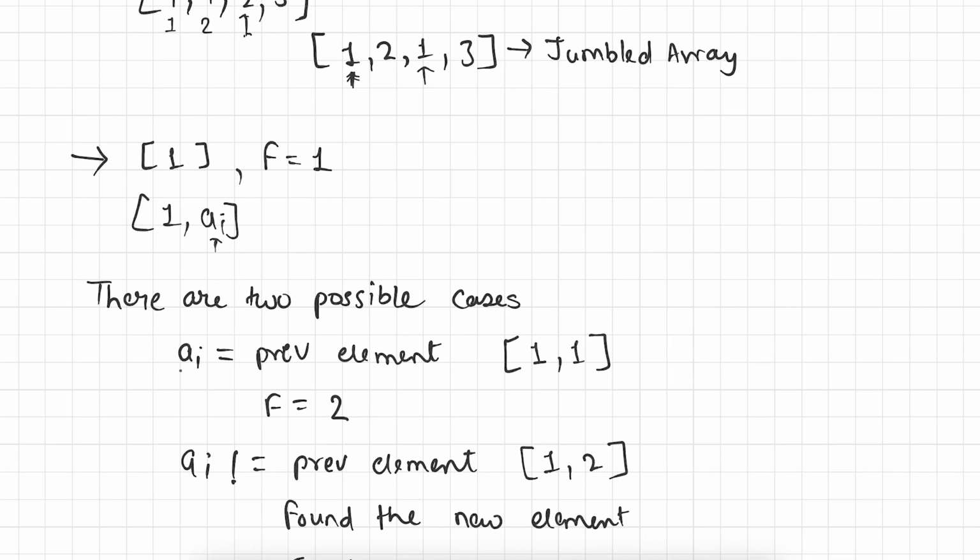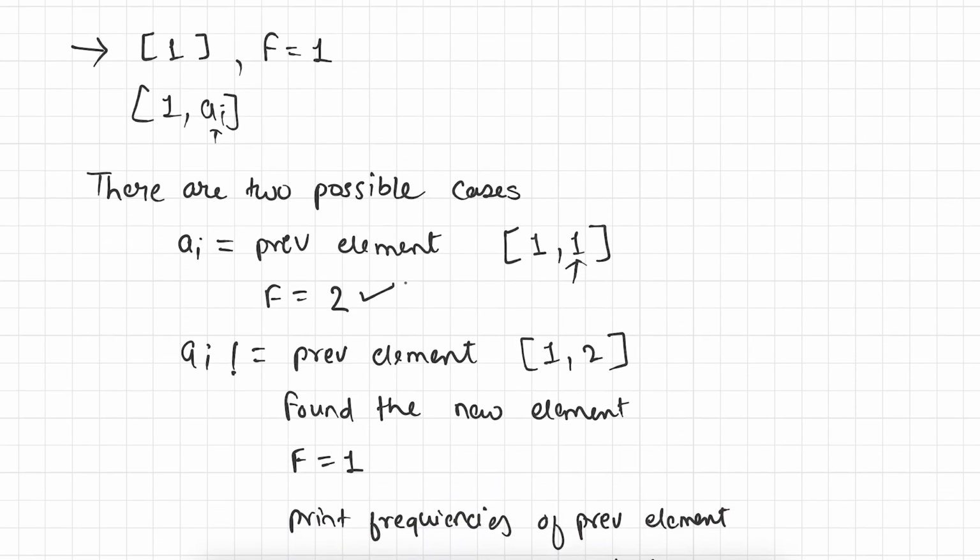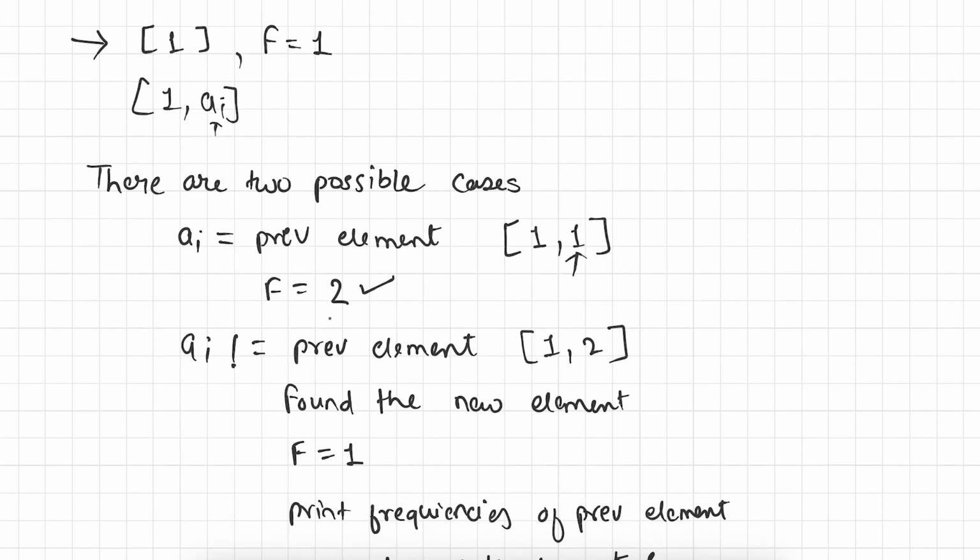It is possible that A[i] is equal to the previous element. Let's say we have this array 1 and 1 and we came here. So this number is the same as the previous number. In this case, we simply increment the frequency by 1. Before, the frequency was 1, now the frequency is 2. Clear? Now what happens if A[i] is not equal to the previous element?